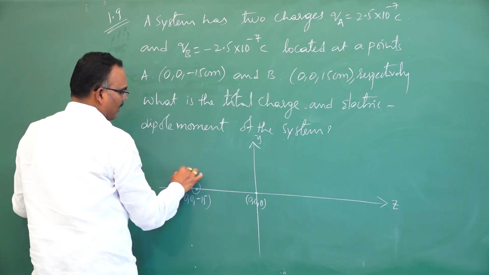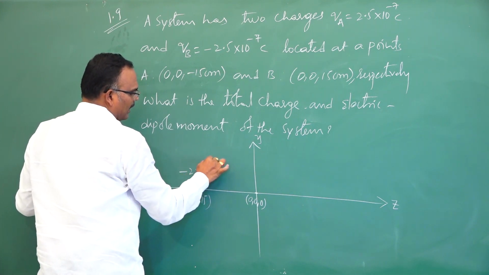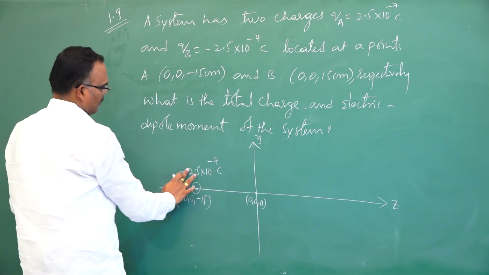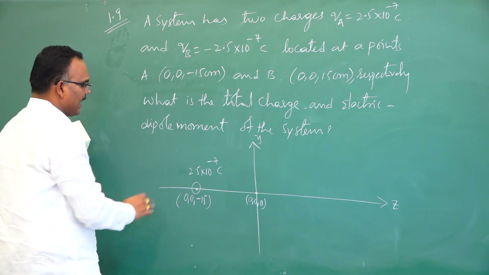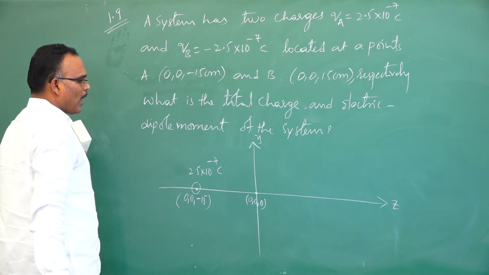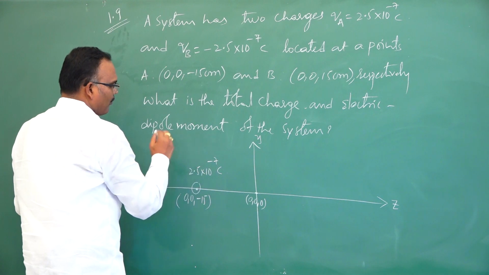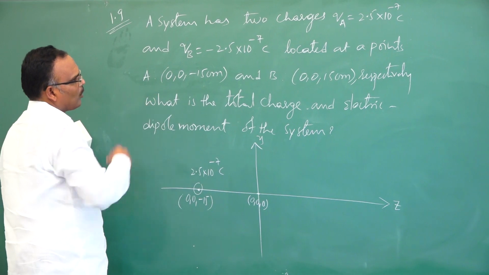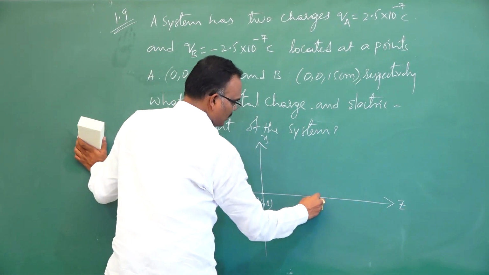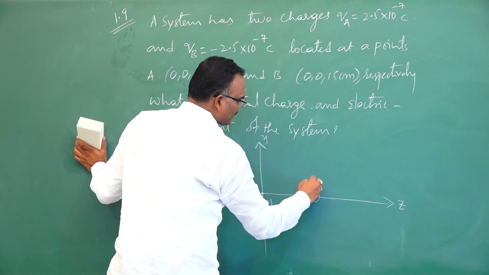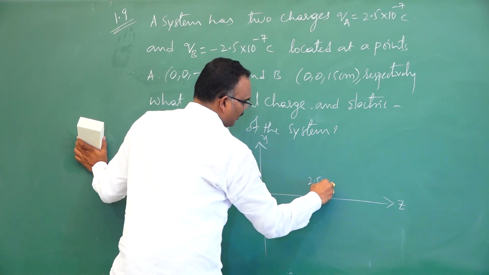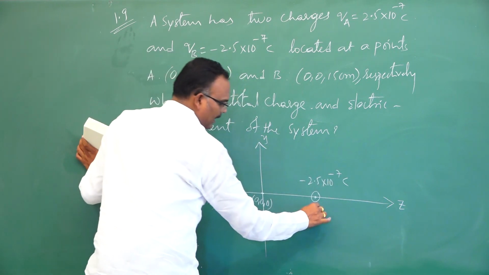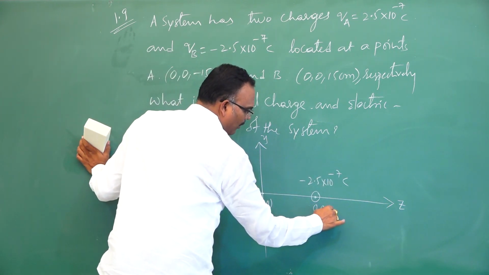Here actually we have minus 2.5 into 10 to the power of minus 7 coulomb. Okay, sorry, the positive charge is located here. Here we have 2.5 into 10 to the power of minus 7 coulomb charge. And B, the negative charge, is located in the positive quadrant, somewhere here. So this is 2.5 into 10 to the power of minus 7 coulomb negative charge. Its coordinate is 0, 0, plus 15.